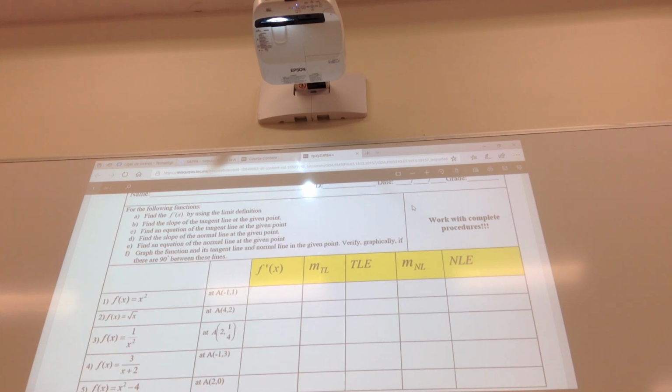Good. Now, we're going to work with the activity, but first let me do one more example, number 3, because it has a fraction, and we're going to find everything: the derivative, tangent line, and the normal line, which I'm going to explain how to obtain. Okay, ready? Yes.